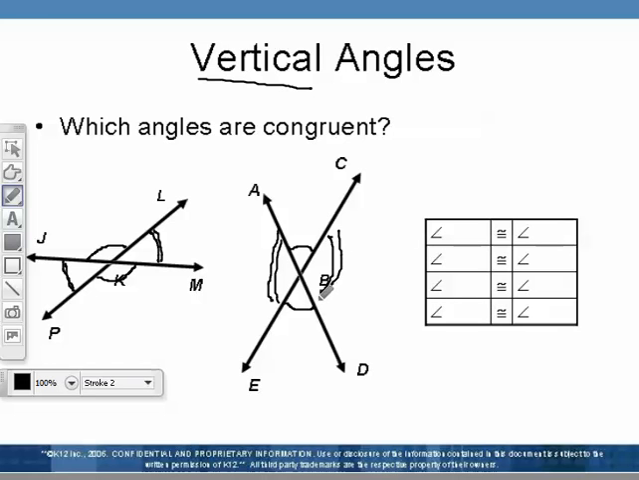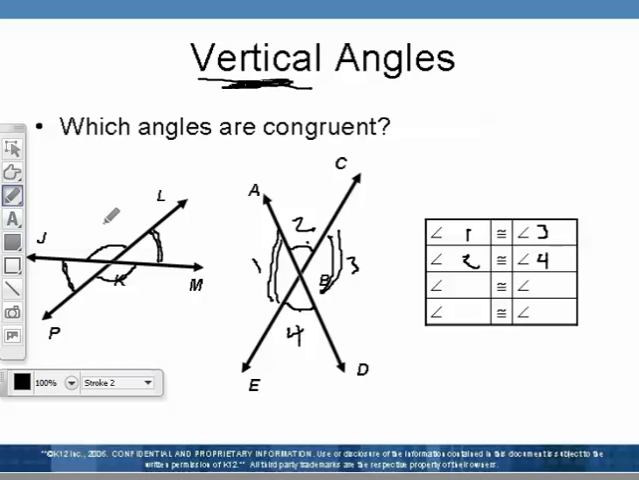In both sets of them, I have two pairs of vertical angles. And all pairs of vertical angles are congruent to each other. Okay? Vertical does not mean up and down. Vertical means that they're opposite each other. So if I've got two lines that intersect, they form vertical angles, and the opposite angles that are formed will be congruent to each other. Let me give you some numbers here: 1, 2, 3, and 4. So angle 1 is congruent to angle 3, and angle 2 is congruent to angle 4.